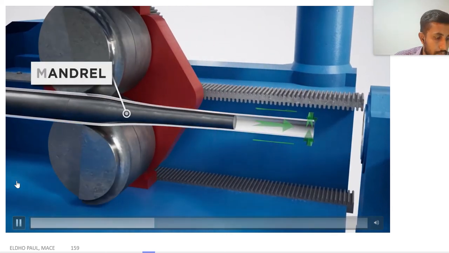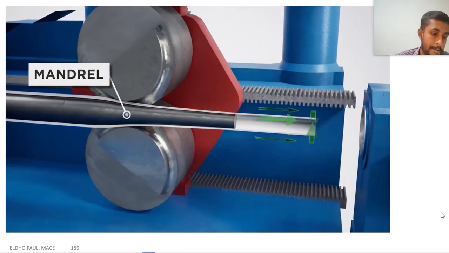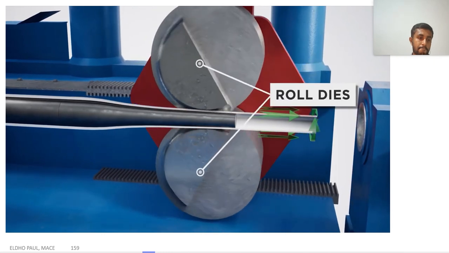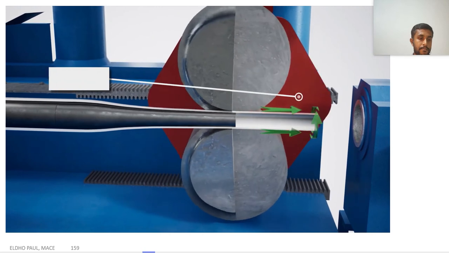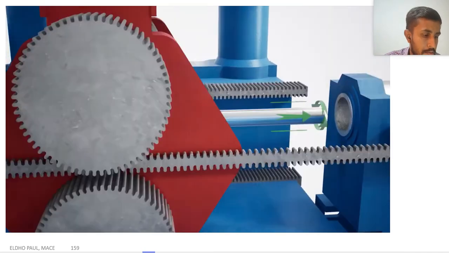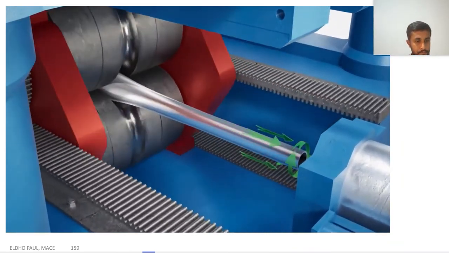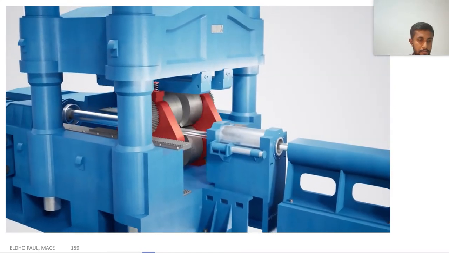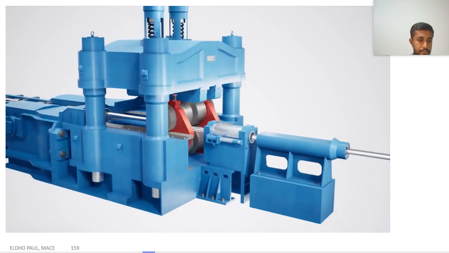The mandrel is a tapered cylindrical rod around which the tube is shaped and maintains the inner diameter of the hollow. Roll dies compress the outside of the tube to form the desired outer diameter. The saddle holds the top and bottom roll dies in place, forcing them over the outside of the tube. After each stroke, the tube is fed forward a small distance and rotated. This reduction in diameter and wall thickness results in a corresponding increase in length, allowing for the production of long-length tubing.